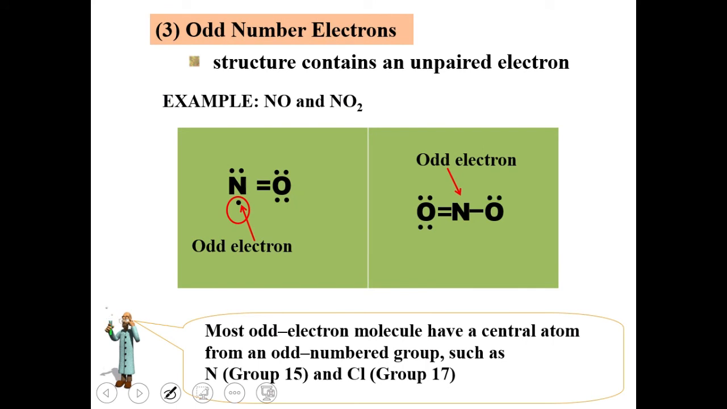Okay, the last case, odd number of electrons. Like the name, odd means that the number of electrons is not even. The structure contains an unpaired electron. If it is an even number, the electrons can be paired. But if odd, there is one electron left behind and it will stay single forever. For example, NO, where you see here the red circle contains only one electron. So that is an odd electron.